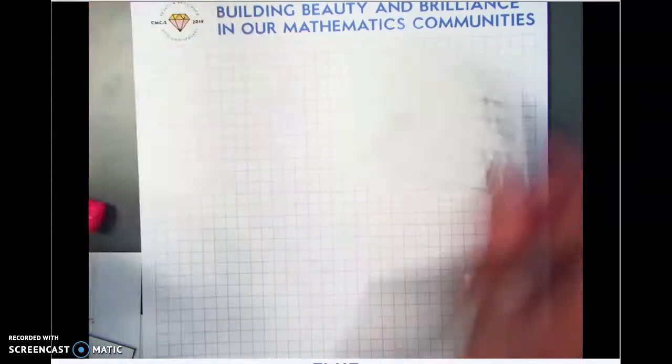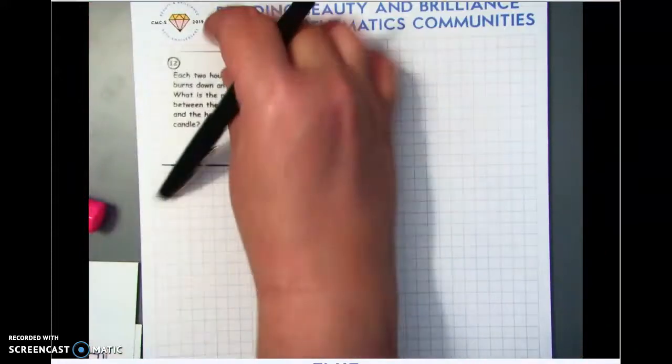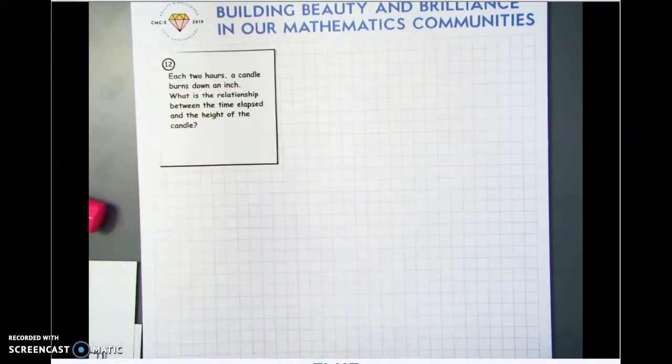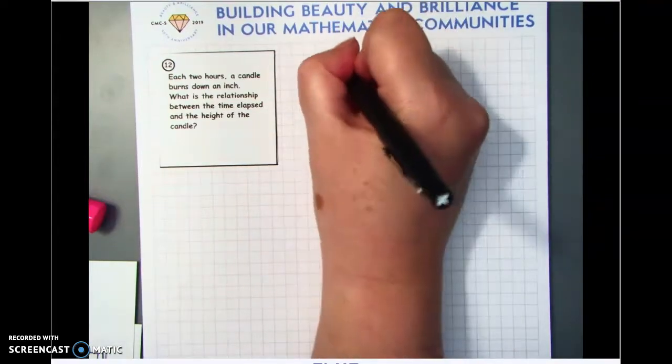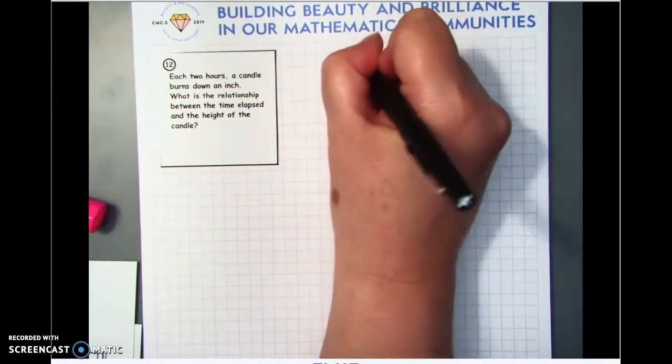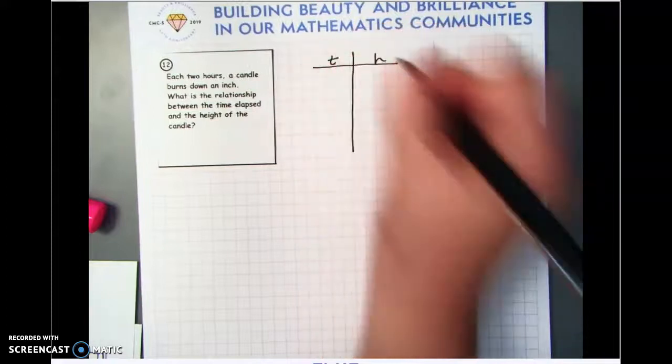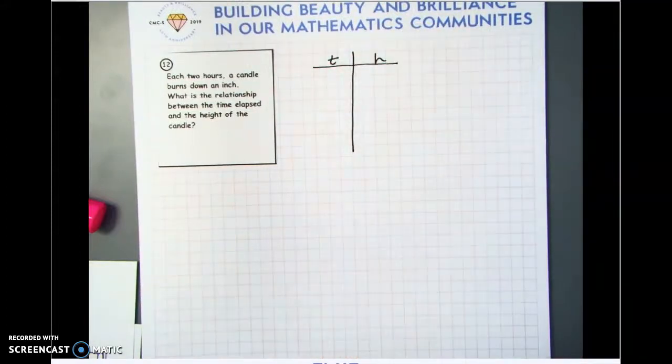All right. So then if we take a look at the next one on our list, number 12 said each 2 hours, a candle burns down an inch. What is the relationship between the time elapsed and the height of the candle? So we're going to have the time elapsed and the height of the candle in our table or our graph or whatever we want to use.